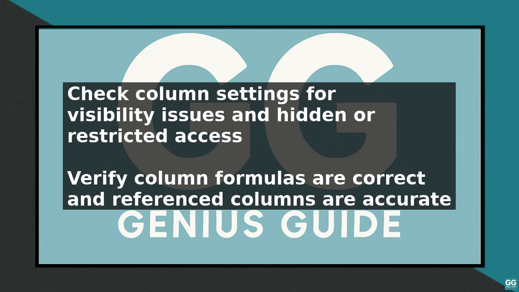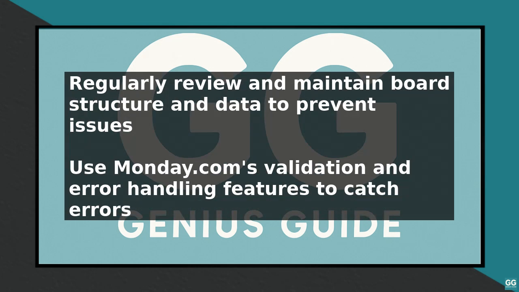Regular maintenance and troubleshooting can help prevent issues and ensure that your team is working with accurate and reliable data. It is also recommended to consult Monday.com's documentation and support resources if you need additional help or guidance on troubleshooting columns. By taking the time to understand and troubleshoot your Monday.com columns, you can get the most out of the platform and achieve your team's goals. Remember to stay organized, test regularly, and take advantage of Monday.com's features to keep your workflow running smoothly.